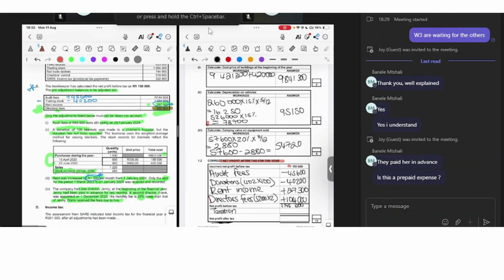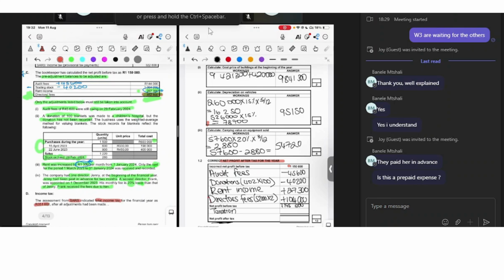Then the next part is to calculate our taxation because we want net profit after tax. So in information D now, they're saying the assessment from SARS indicated that the total income tax for the financial year was 351,000 after all adjustments have been made. Okay, so we don't need to calculate it, we can just write it down. 351,000. So we just say 1,195,500 minus 351,000. That will give us net profit after tax of 844,500. Okay. Any questions?